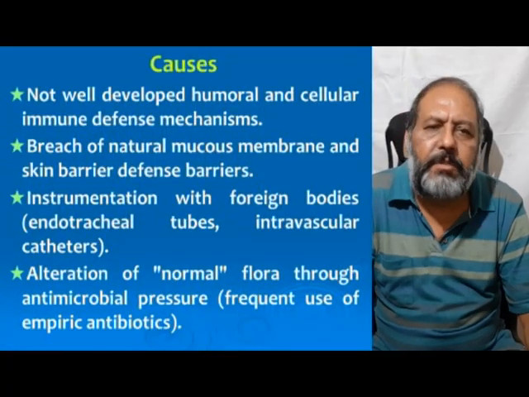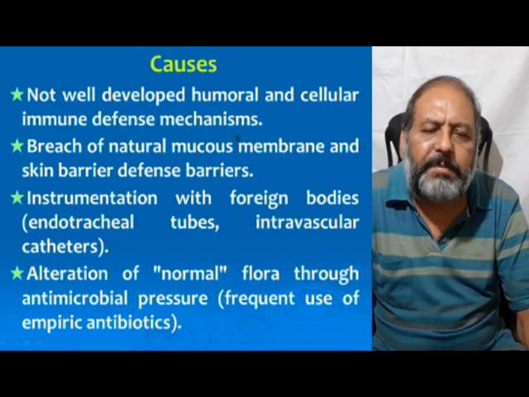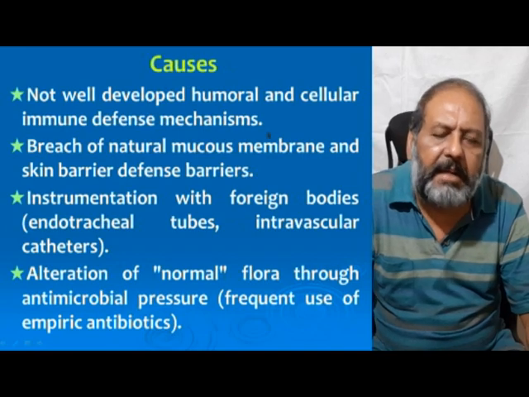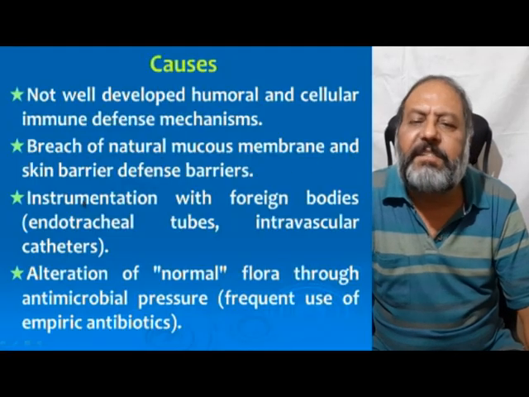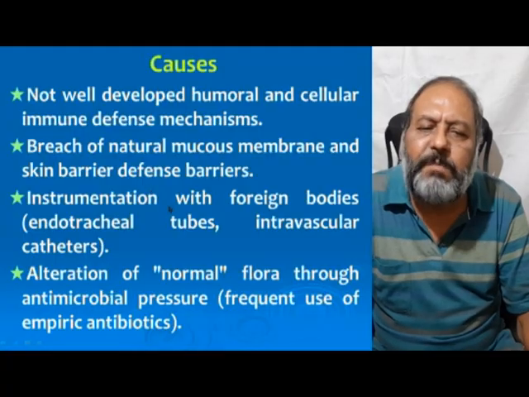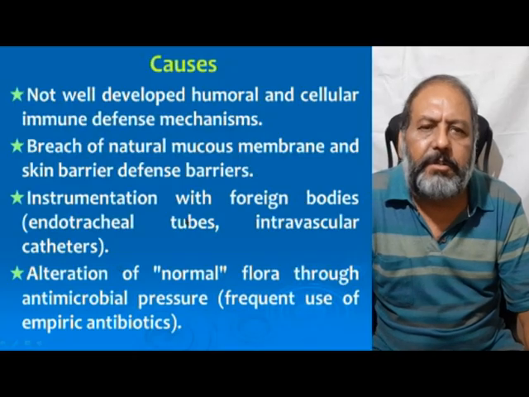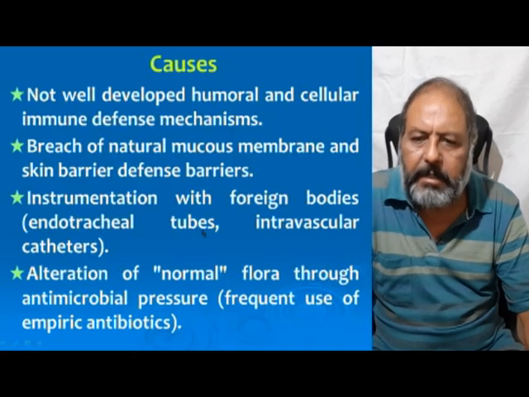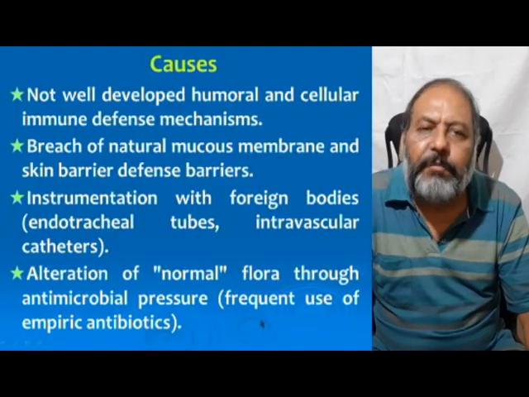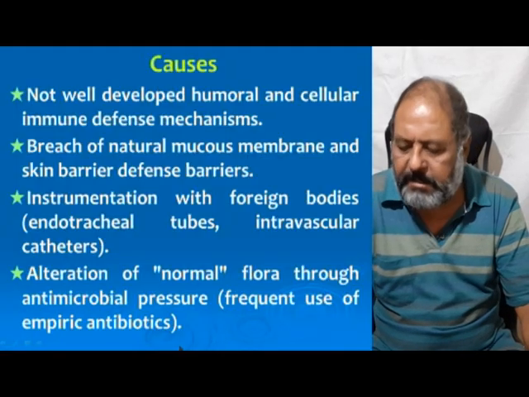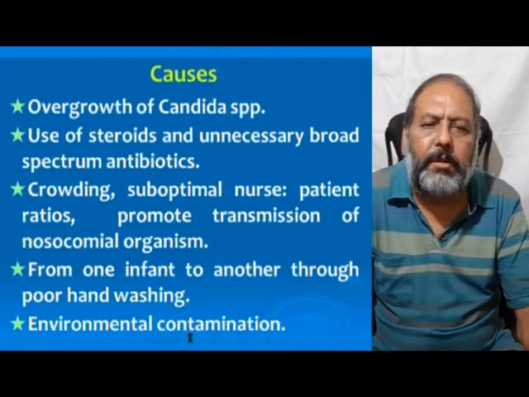Now, what are the causes of nosocomial infection? Not well developed humoral and cellular immune defense mechanism which allow the bacteria and the microorganism to enter in your body. Breach of the natural mucous membrane and skin defense barriers. Instrumentation with the foreign bodies, endotracheal tubes, intravascular catheters also introduce infection if not properly sterilized. Alteration of the normal flora through antimicrobial pressure, that is, frequent use of empiric antibiotic that also kills and just changes the behavior of the normal microbiota.